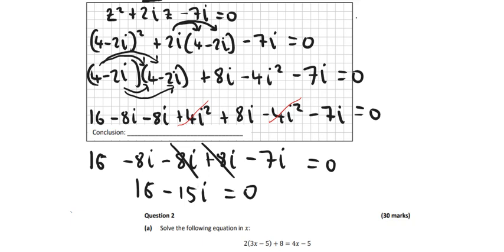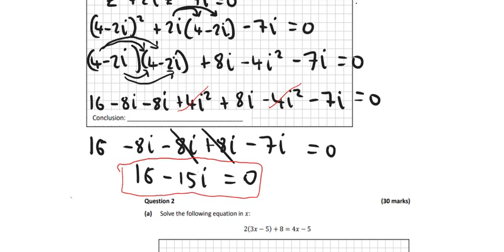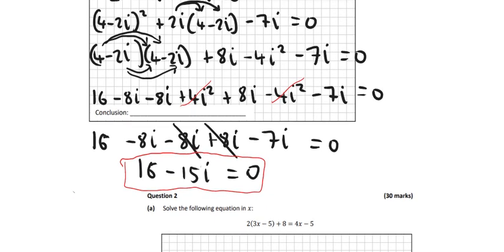So what I'm getting here is 16 minus 15i equals 0. I'm not really getting everything to cancel out. It's not simplifying down into 0 for me easily. I can't go much further than that because I can't do 16 take away 15 or something like that, because 15 has the i, so it's 15i.